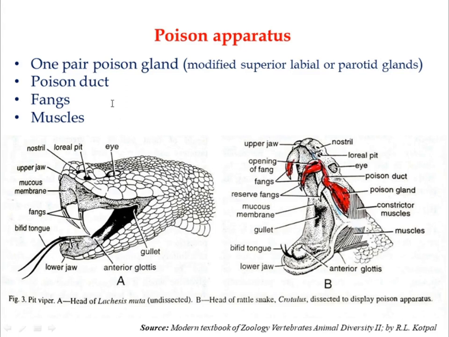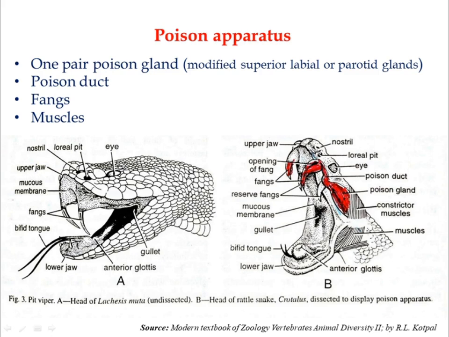Now the second structure of poison apparatus is poison duct. Here you can see from the anterior end of the poison gland, a small and tubular duct arises, which is called the poison duct, and it leads to the base of the fang. These are the fangs. So they carry the venom from poison gland to the fangs.